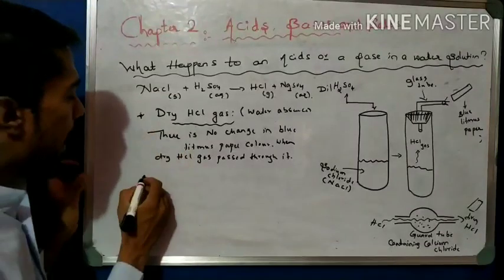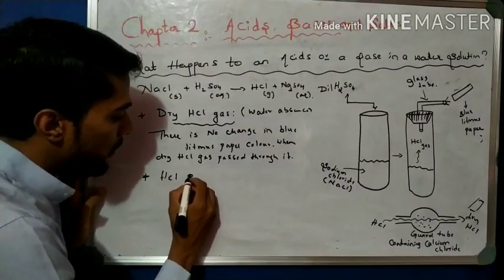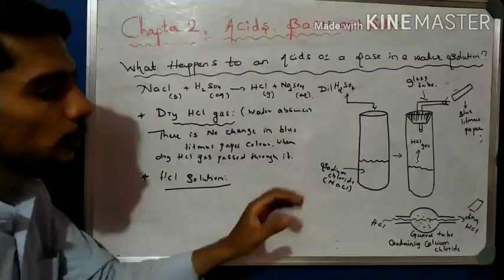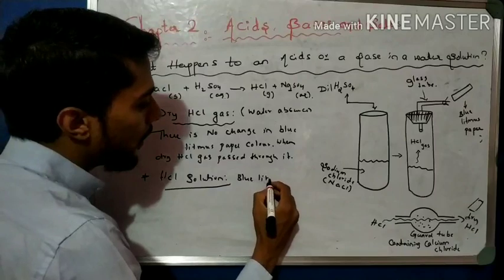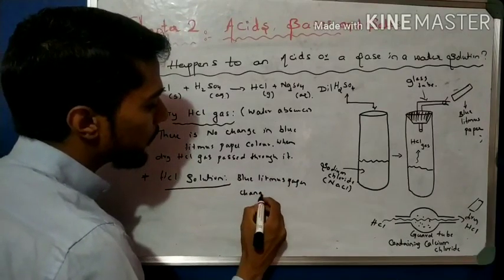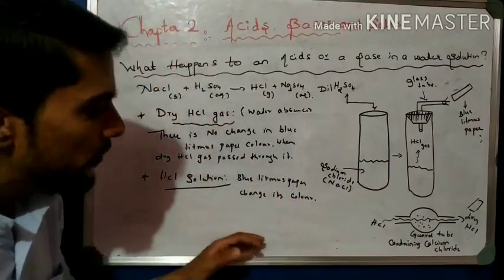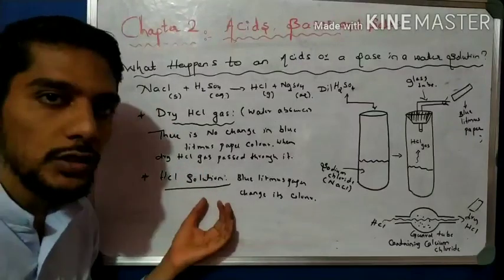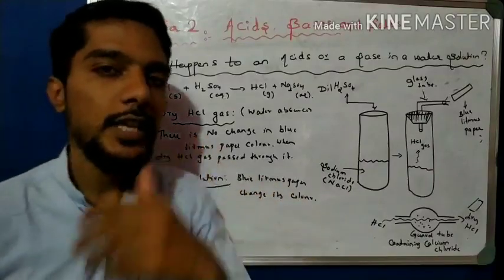Okay, so now I take another one. I take the HCl solution. What happened when the HCl solution meets the blue litmus paper? The blue litmus paper changes its color, right? So that is very important. HCl, meaning any acid: when the acids are in the solution state, then only do they change the color, then only can they show their acidic property.